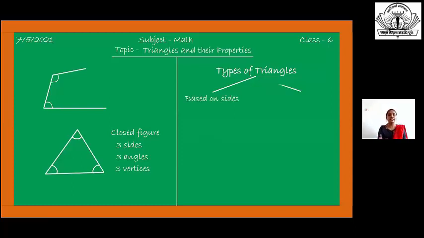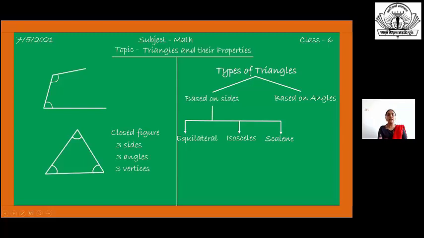And the second category is based on angles. What type of angles are present in that triangle? Based on that, the triangles are classified into various types. Based on sides, there are three types of triangles. The first one is an equilateral triangle, the second one is an isosceles triangle, and the third one is a scalene triangle. We just note down the names of different types of triangles. We will see each type after this.